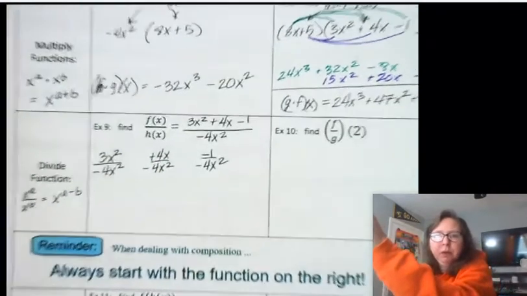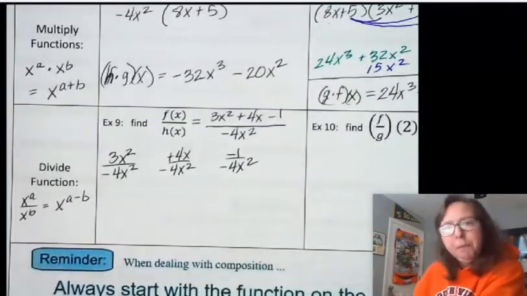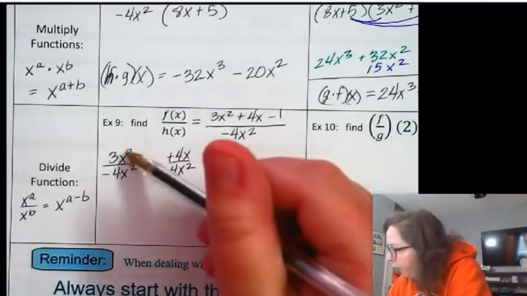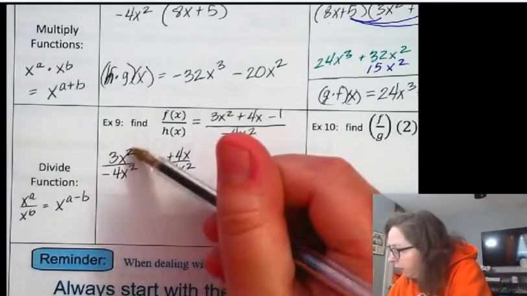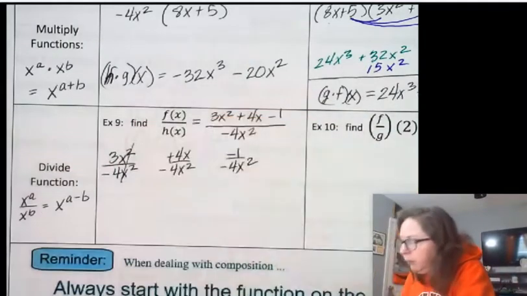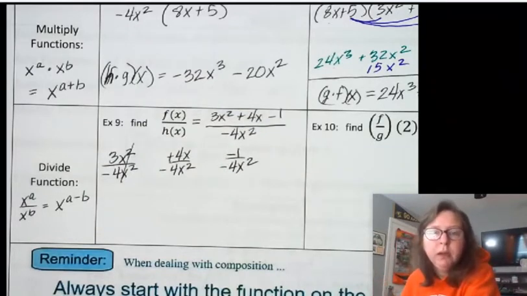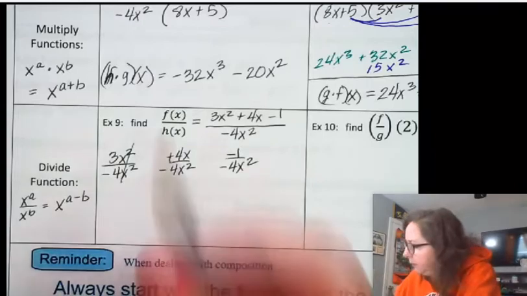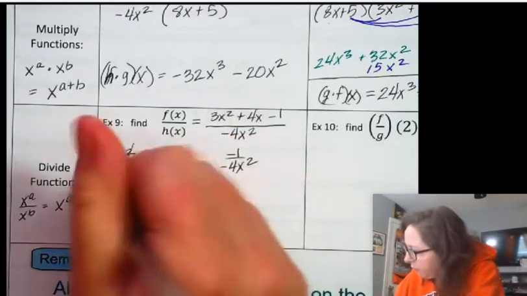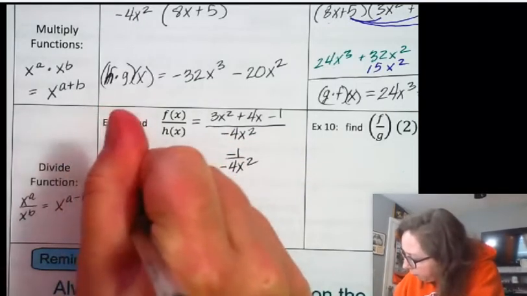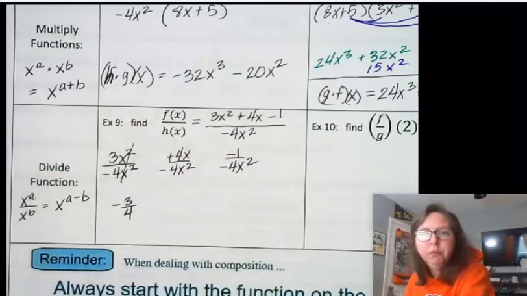I'm going to zoom in a little. Okay, so x squared over x squared. So 2 minus 2 is 0. Remember, that just leaves me with the value of 1. Anything divided by itself is 1. So I have negative 3/4. That's one of my terms.